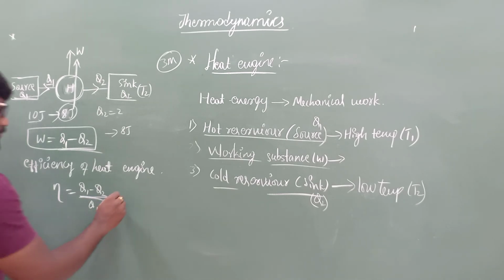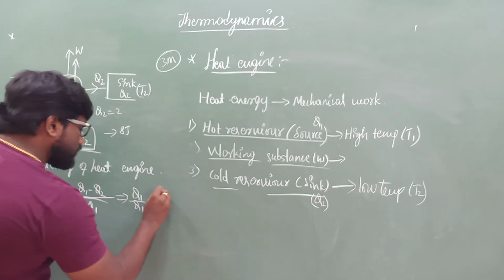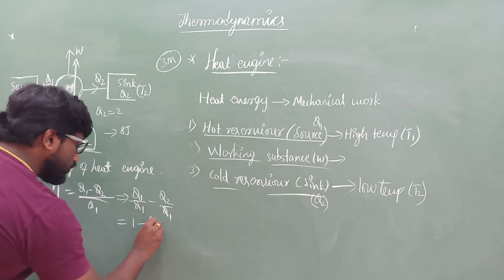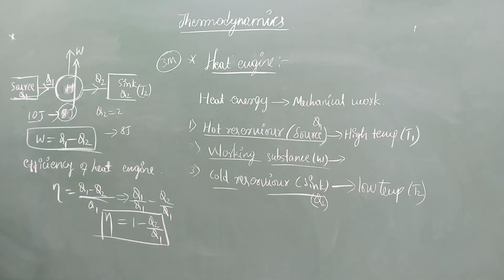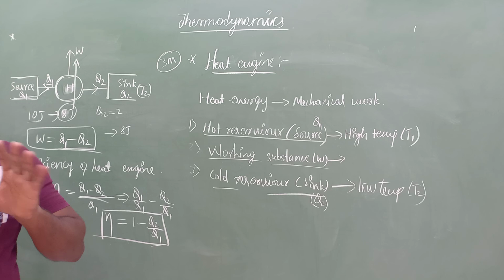Now if you simplify, you split it as Q1 by Q1 minus Q2 by Q1, which gives 1 minus Q2 by Q1. This is the efficiency of the heat engine. The expression for the efficiency of a heat engine is eta equals 1 minus Q2 by Q1. Remember one thing: the efficiency of a heat engine is not 100%. There is no engine whose efficiency is 100%.